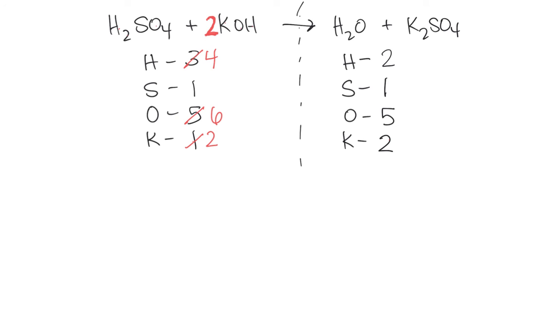Now we have 4 hydrogen on the reactant side and 2 on the product side, and 6 oxygen on the reactant side and 5 on the product side. So if I multiply my water by 2, that's going to balance out my hydrogens. I'm going to have 2 times 2 gives me 4. And my oxygens, I'm going to have 2 times 1 is 2, plus 4 is going to give me 6. And now my equation is balanced.